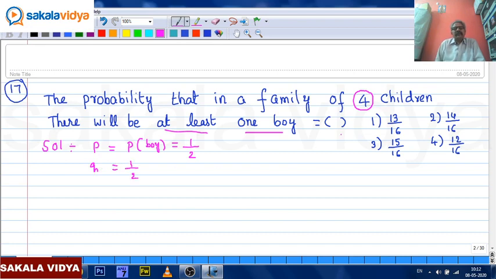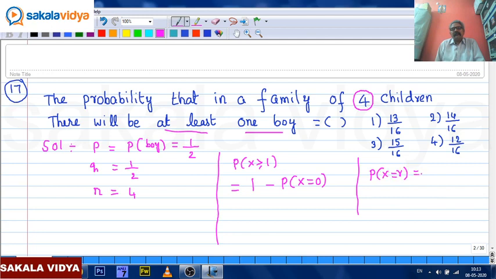Here how many children are there? 4. So n is equal to 4. So what we need to find out? At least one boy. P of x greater than or equal to 1. So that is equal to 1 minus P of x is equal to 0. In binomial distribution we know that the probability of getting r successes, P of x is equal to r, equals nCr q to the power of n minus r and p power r.